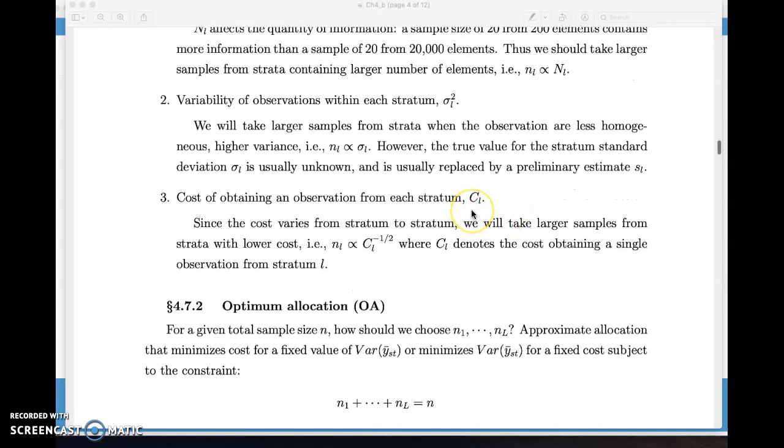Sometimes if sigma L is not known, then we can replace it with the estimate SL from our sample. Thirdly, the cost of collecting the data from each single sampling unit. The higher the cost, we tend to collect fewer samples. So nL would be inversely proportional to the square root of the cost.